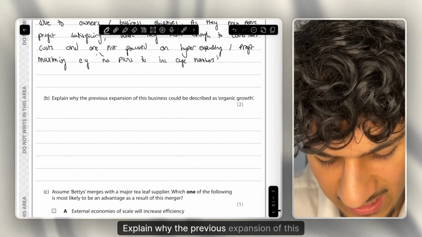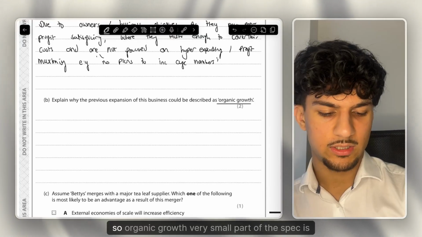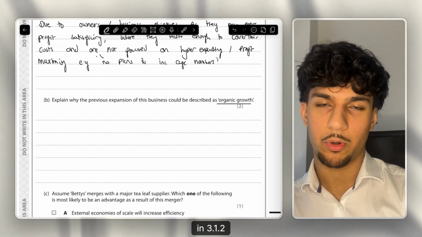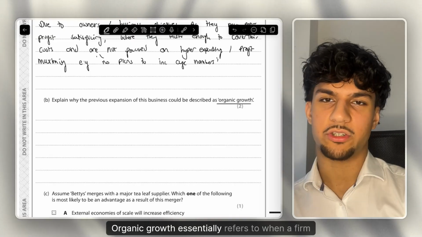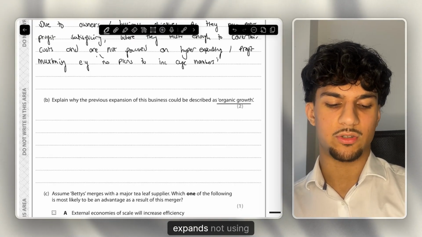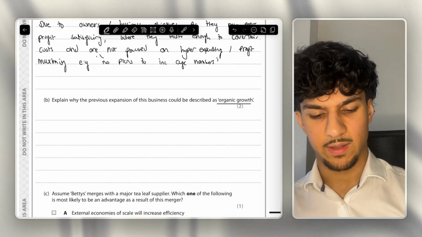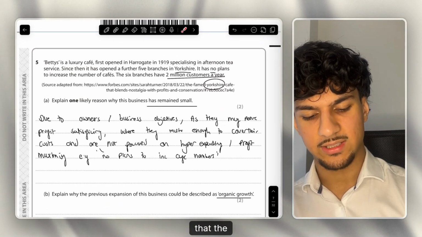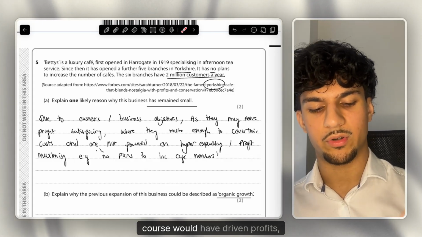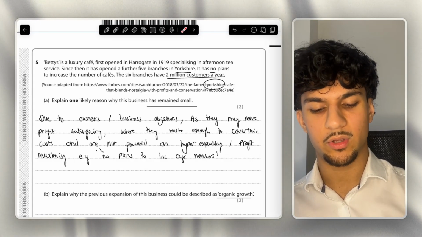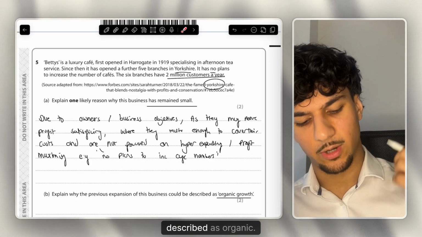Explain why the previous expansion of this business could be described as organic growth. So organic growth is a very small part of the spec. It's in 3.1.2, just one of the bullet points there. Organic growth essentially refers to when a firm expands not using money from a takeover or a merger. And of course, in the stimulus, I believe it does mention that these 6 branches have 2 million customers. So that, of course, would have driven profits, that would have driven revenue. Therefore, I would pretty much say the previous expansion of this business could be described as organic.